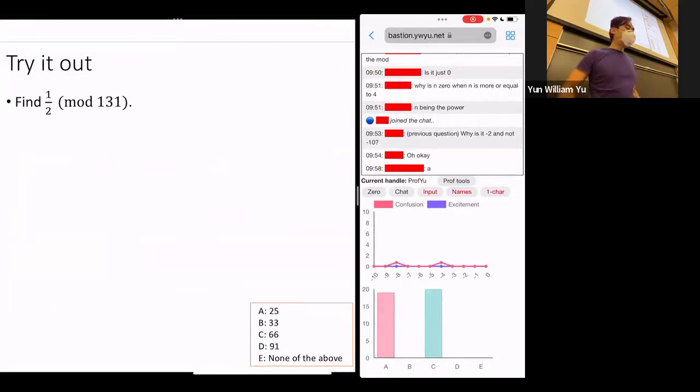So I'm going to ask you to find 1/2 mod 131. And I'm going to go ahead and say you can do this either way. You can either do this using Fermat's little theorem, or you can do this using the Euclidean algorithm, whichever one you prefer. Because realistically, on the exam, you can generally use either, whichever one you find easier.